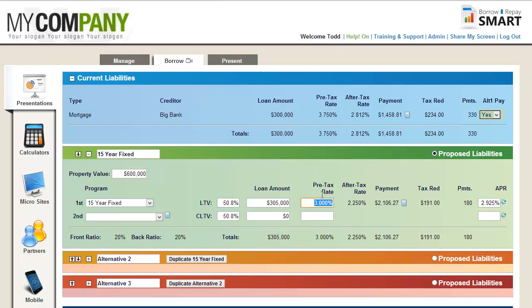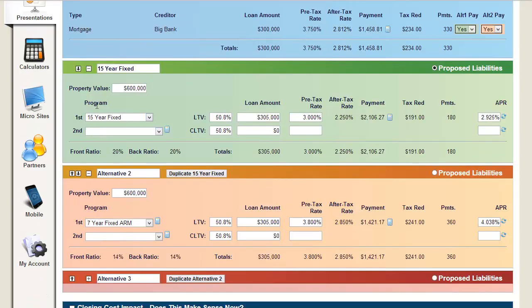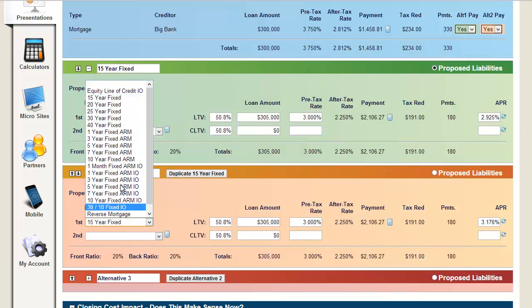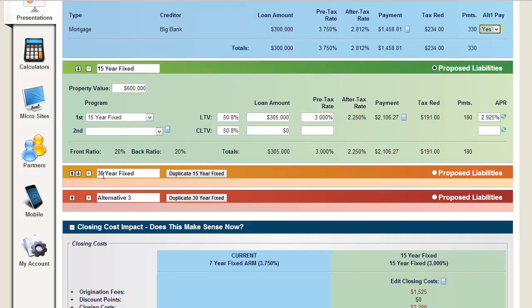So that's really easy to set up. If I was going to compare this to a 30 as well, it would just be as simple as expanding this, clicking duplicate. That brings everything down that's the same. I just changed my product to a 30-year fixed and change this up here to a 30-year fixed, and I could go about comparing this, and I'll come back to that in just a second.